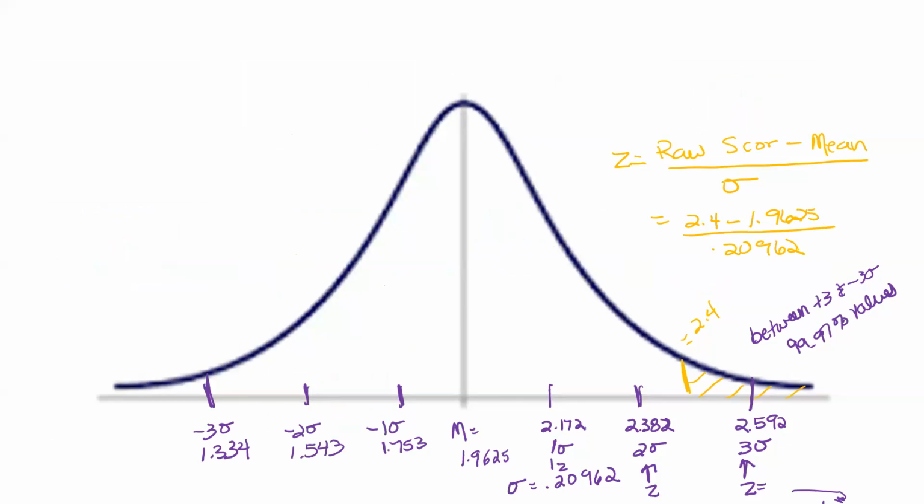I'm going to go 2.4 minus 1.9625. And I have that equal to 0.4375, and divided by 0.20962. That's going to return a z-score of 2.087. That's my z-score. Okay. So what my z-score does is it allows me then to use a function in Excel.